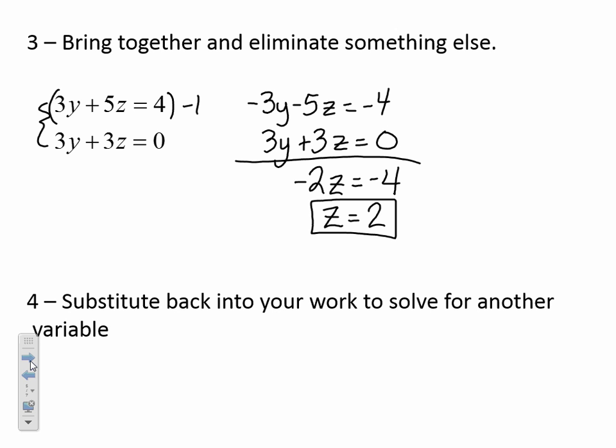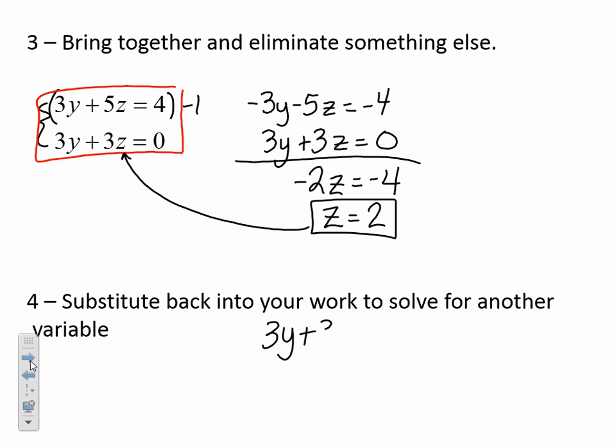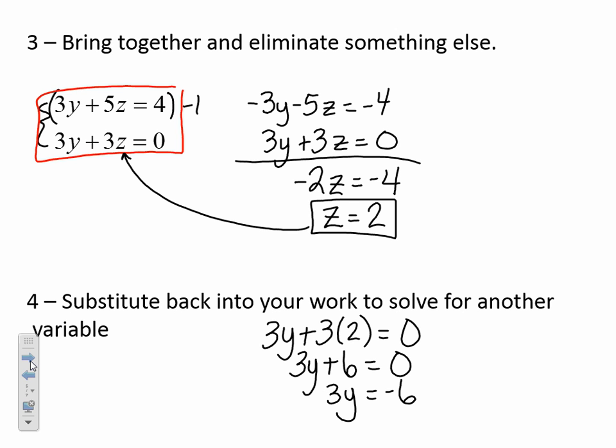Nice. So now that we know z, we now need to substitute that back into our work to solve for another variable. Remember the two equations were right here that we brought together. We need to take that z being a positive 2 and plug it back in to find y. So if z is a positive 2, let's stick it right in there. 3y plus 3 times 2 equals 0. So 3y plus 6 equals 0. I'll subtract the 6. 3y equals negative 6. So y then would be negative 2.